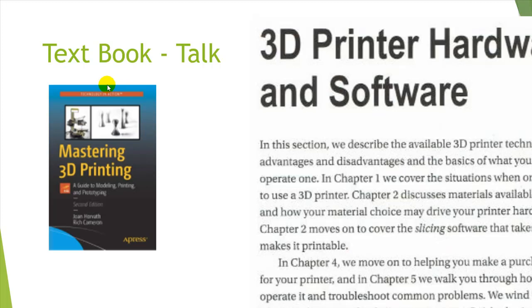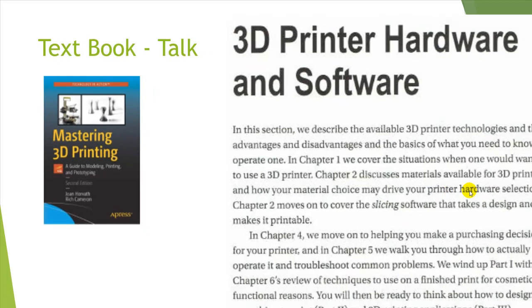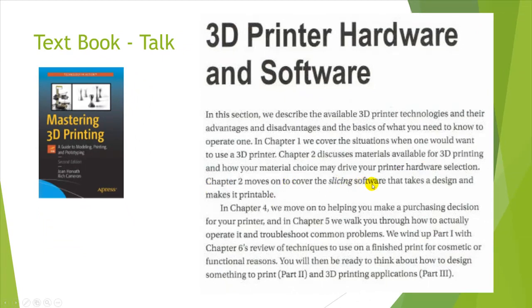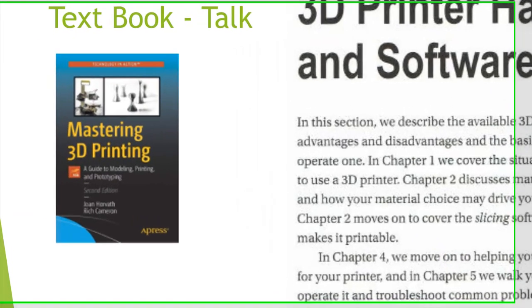As we talk about the textbook, again, we'll be using Mastering 3D Printing, a guide to modeling, printing, and prototyping for this course. First off, it will talk about what situations you would want to use a 3D printer for. Then the next chapter will go into materials, things like PLA and ABS and other types of materials. They even have carbon fiber and metal printers now that you can use. We'll also look at slicing software. That was the Dremel software that we were looking at a few slides back.